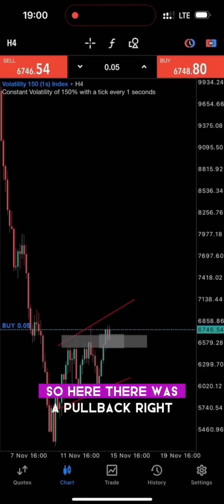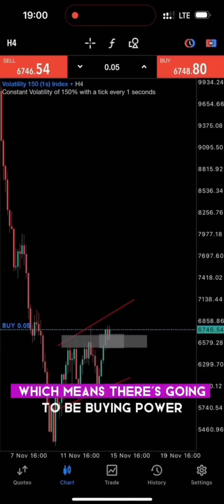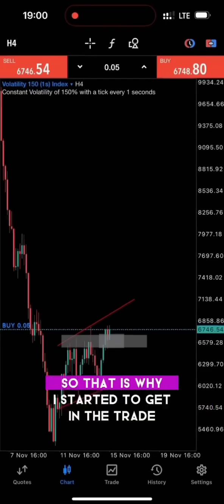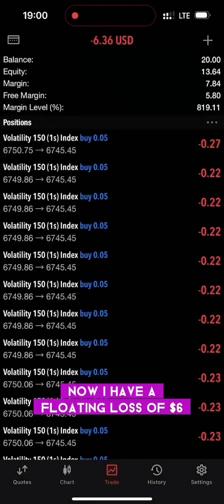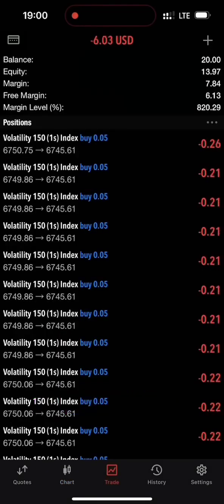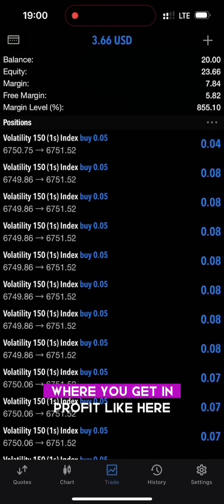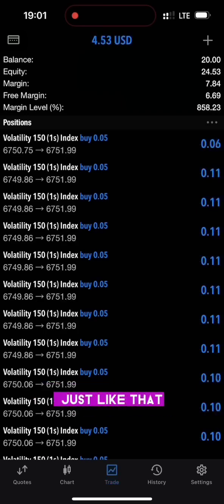So here there was a pullback, right? Which means there's going to be buying power. So that is why I started to get in the trade. Now I have a floating loss of $6, but it's okay. We will get in profit like here, just like that.